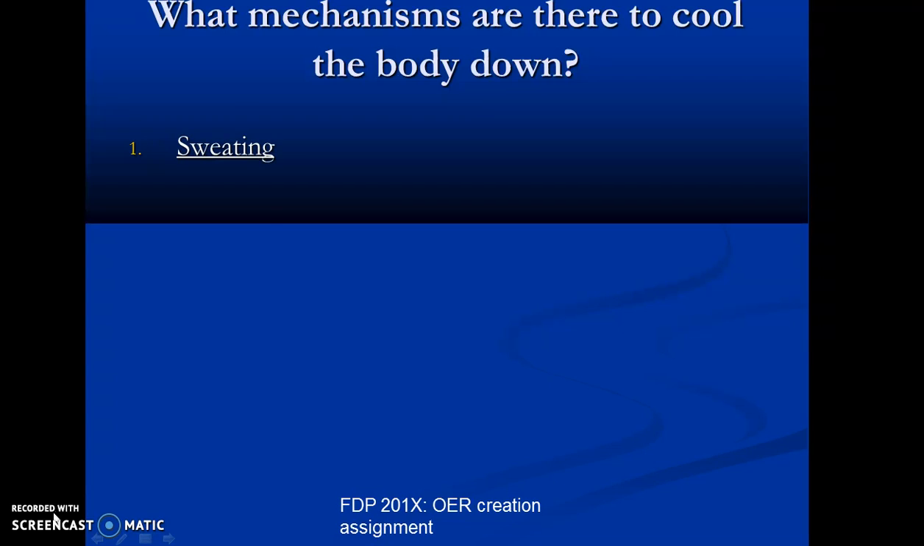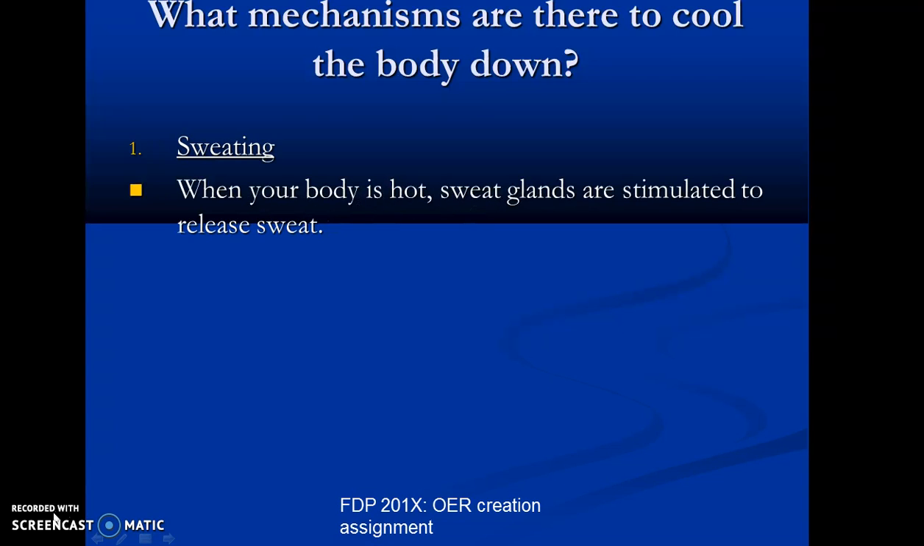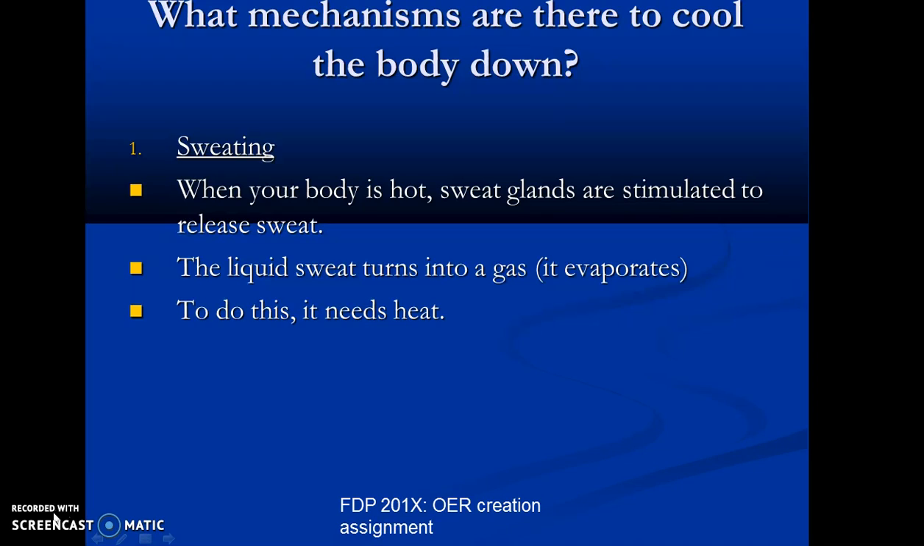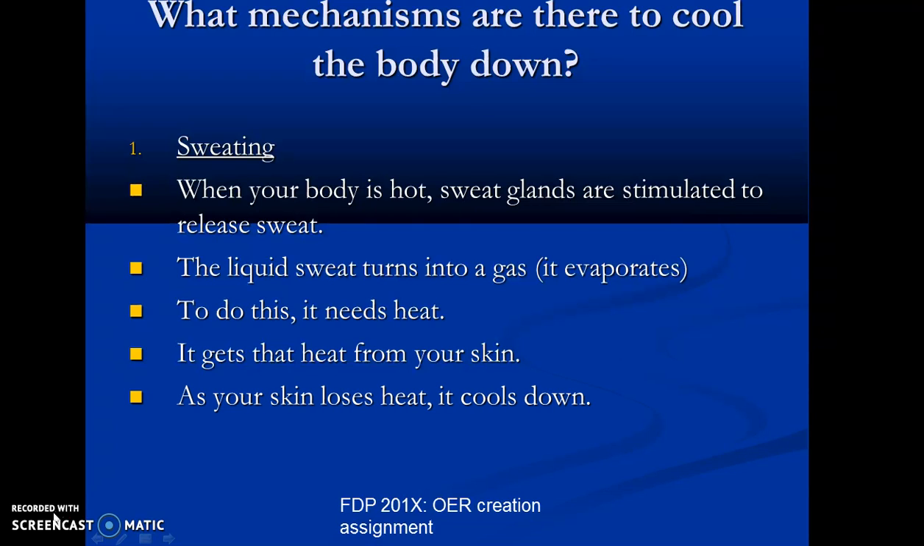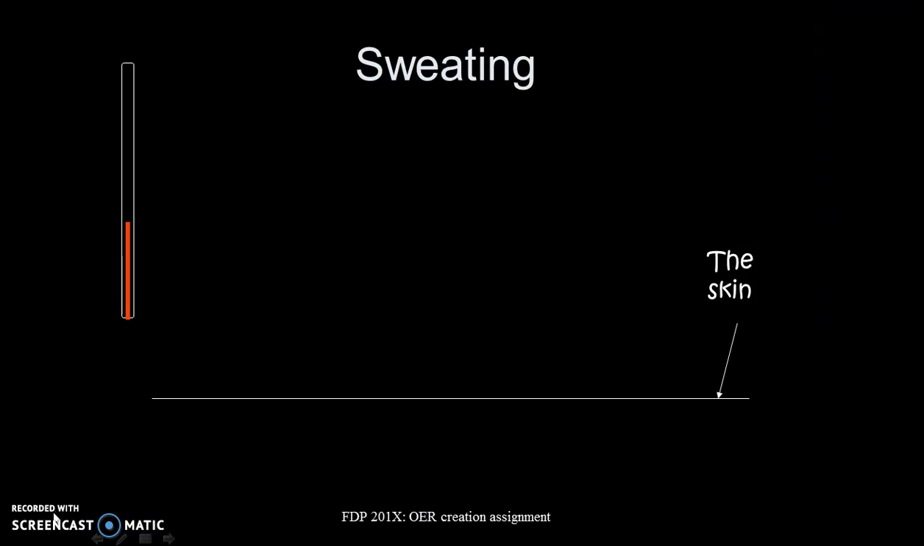The first is sweating. In summer or at higher temperatures, the sweat glands are stimulated, which releases sweat. This sweat is liquid that comes on the surface of our body, and it turns into a gas through evaporation. For this evaporation, the energy is taken from the body, the heat is absorbed from the body, and that's why the temperature is reduced. So through the heat loss, the body cools down.